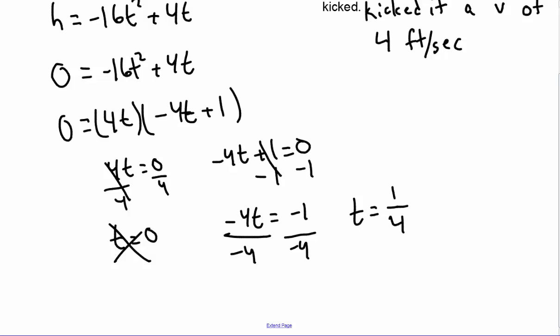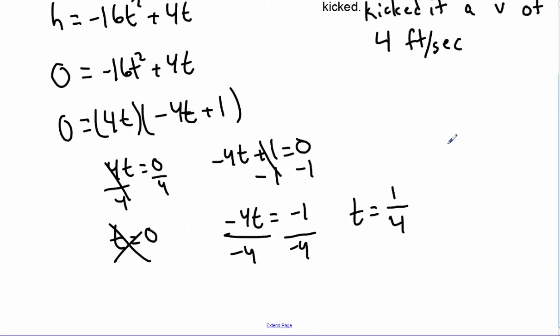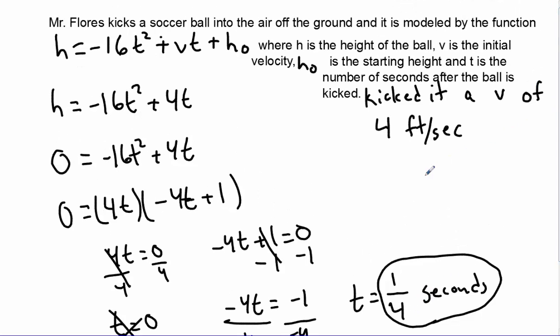So since t is the number of seconds after the ball is kicked, and when t is 1/4 the height is equal to 0, it took 1/4 of a second to hit the ground after I kicked the ball. So obviously I didn't really kick it that high. But that's how you solve this problem. It took 1/4 of a second to hit the ground.